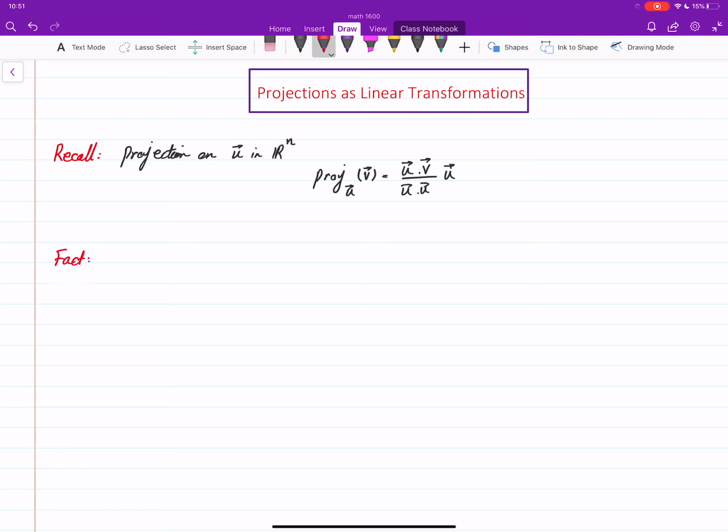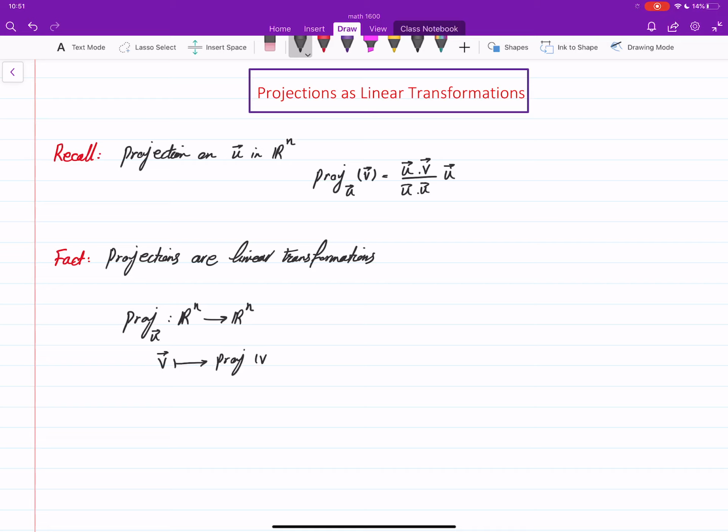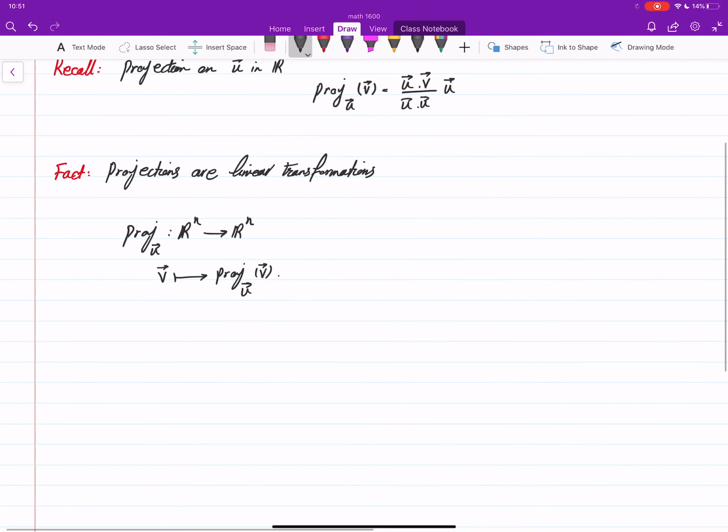Well, the fact or proposition here is that projections are linear transformations. Meaning what? Meaning that if we start with projection of u going from Rn to Rn, which sends every vector v to projection of v over vector u, this is linear, meaning that projection of c1 v1 plus c2 v2 over u is going to preserve the linear combination.